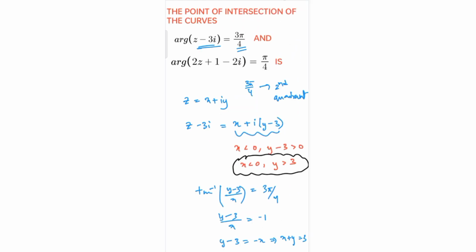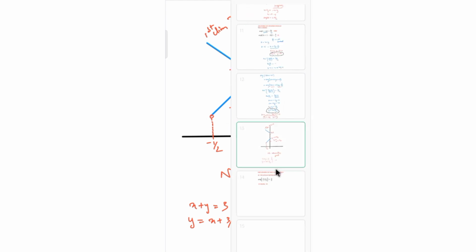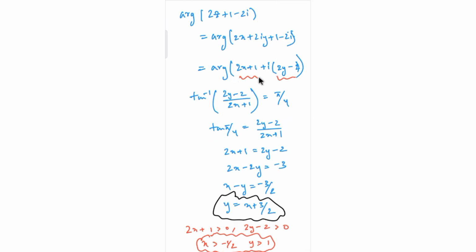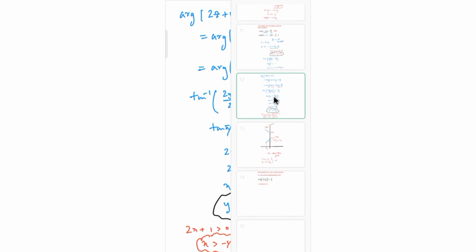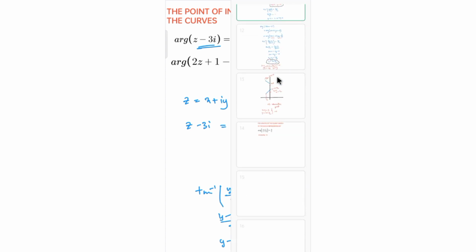But people get different answers, because the first equation is x plus y is equal to 3, and the second equation is y is equal to x plus 3 by 2. They just solve these two equations and get a value, and they feel that this is the intersection point, but to be honest, that's not an intersection point. We can't find any intersection points, because we need to keep every condition in mind while calculating the argument. The argument is clearly given as pi by 4 and 3 pi by 4, which means they are in the first quadrant and the second quadrant. Keeping those things in mind, we need to plot the straight line. This is basically the importance of argument.